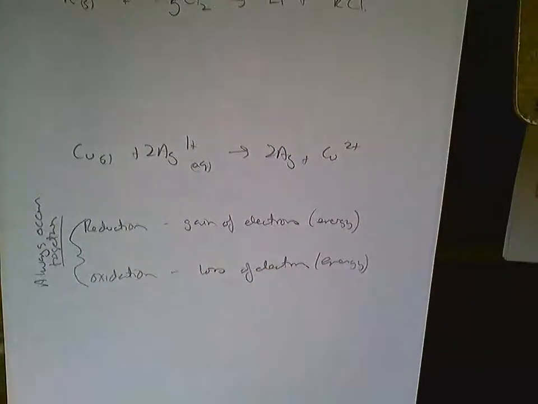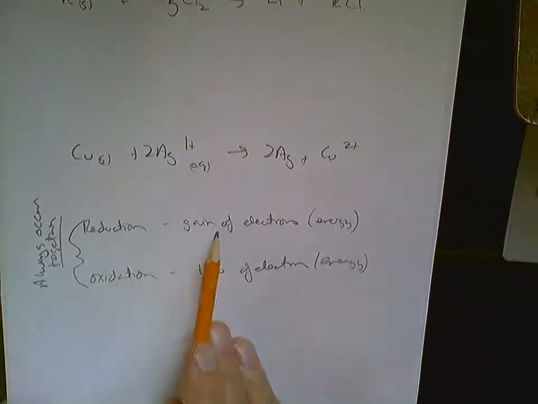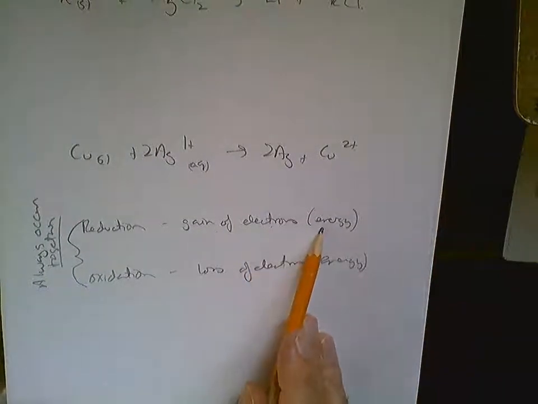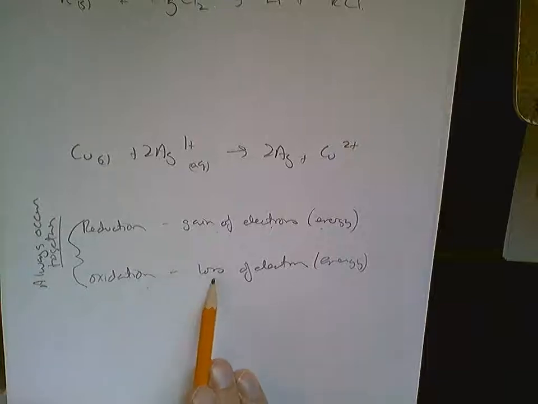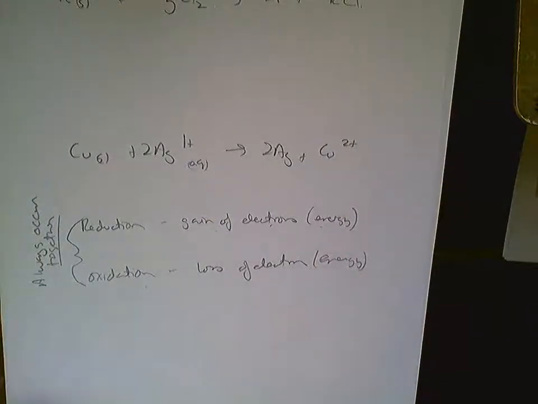Electrochemistry is based on what we call redox reactions. So these always occur together. You need a reduction and an oxidation. A reduction is a gain of electrons, and that's a gain of energy. And an oxidation is a loss of electrons or loss of energy.